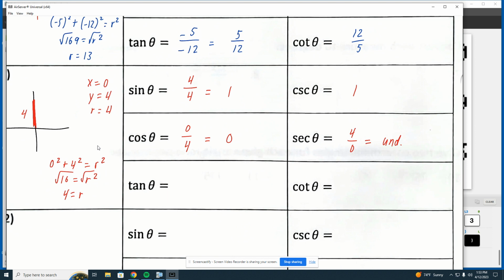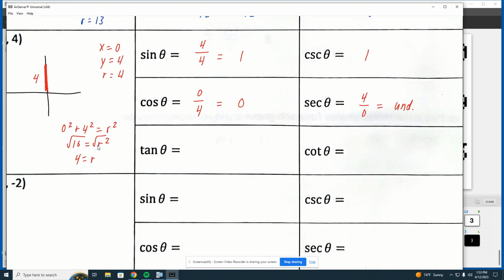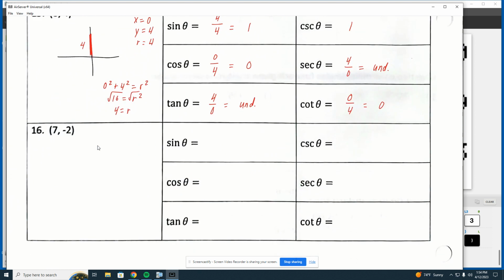You can't just tell me it's 0. 4 divided by 0 is not 0. It's undefined. And then tangent is y over x, okay? Opposite over adjacent, so that is 4 over 0, which again, undefined. And cotangent flips that, so cotangent is 0. All right, I'm going to do one more of these because you're going to be dealing with some radicals, and I just want to clarify my expectations.